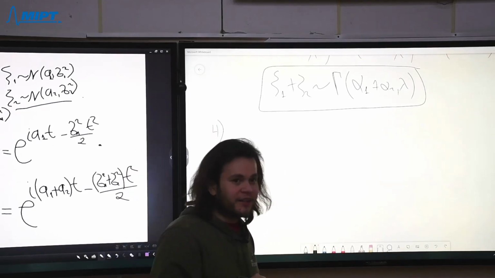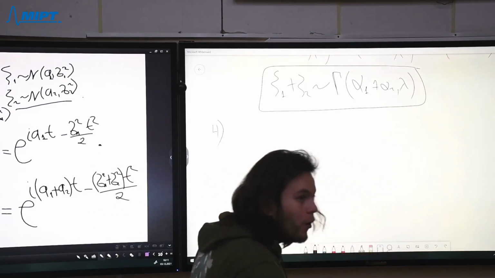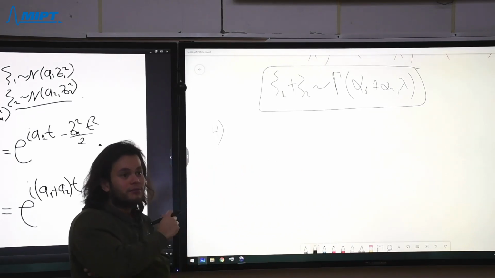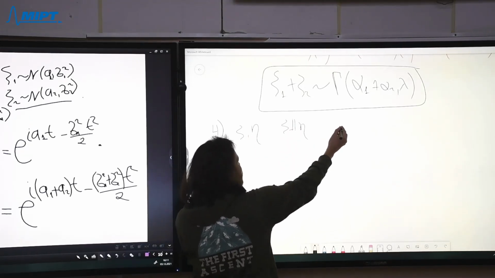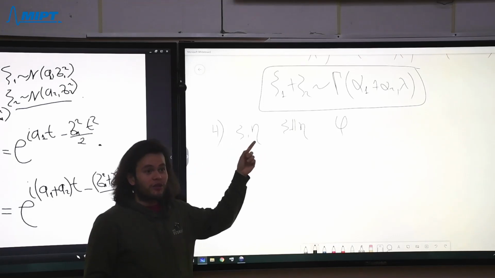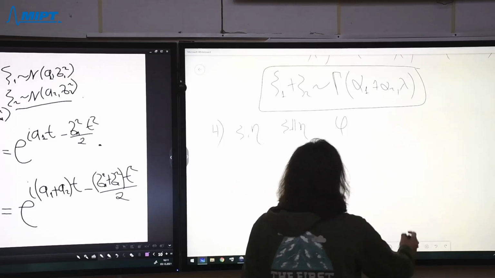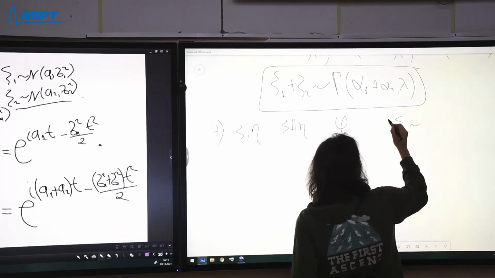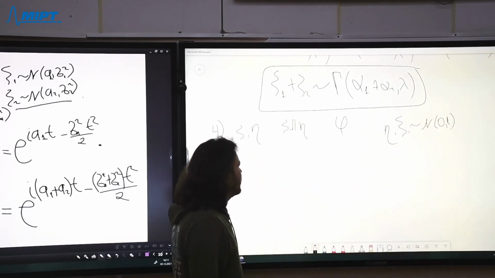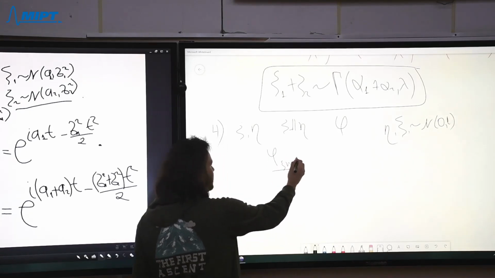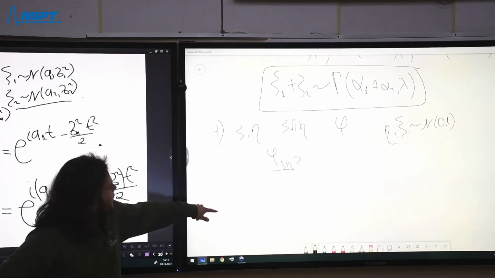We know how to find the characteristic function of the sum of two random variables if they're independent. Now let's find the characteristic function of the product. We know psi and eta are independent, and both have a standard normal distribution. So how do we find the characteristic function of the product? This is what we need to do, so let's find it.